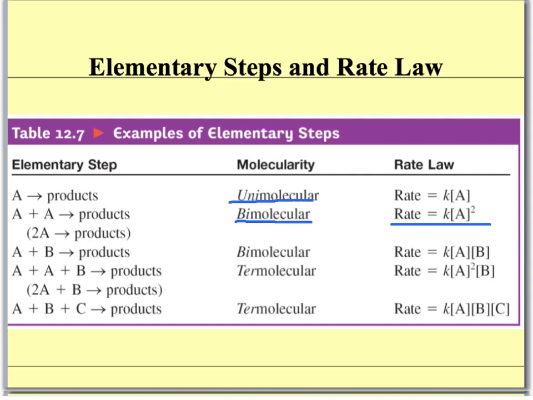Now, if it's still bimolecular, but you have two different reactants, like A plus B, then your rate is going to be K times the concentration A times the concentration B. We have a termolecular, which is very uncommon, and again, its rate equals K times A. In this case, it's A to the second power because we have two A's over here. And then another type of termolecular we might have is just K times the concentration of A and B and C.